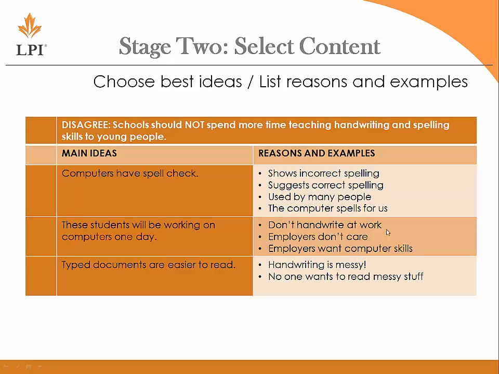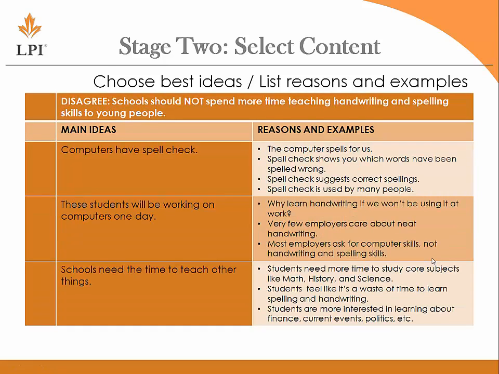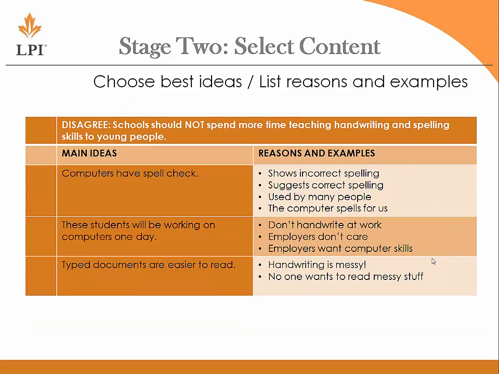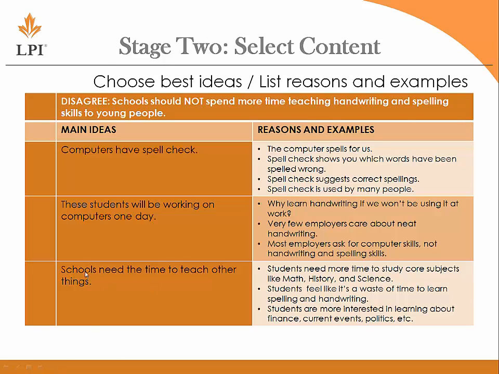Here you can see that I've come up with some good support for the first two ideas, but I'm struggling to find enough support for the last one. Plus, I feel that my vocabulary isn't good enough to work on this last topic. So what can I do? In a case like this, I go back to the brainstorming list and decide to replace this last topic with a different one. So now I'm going to keep the first two topics and I've changed the third topic to: schools need the time to teach other things.